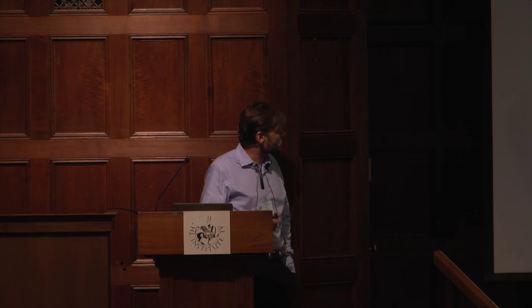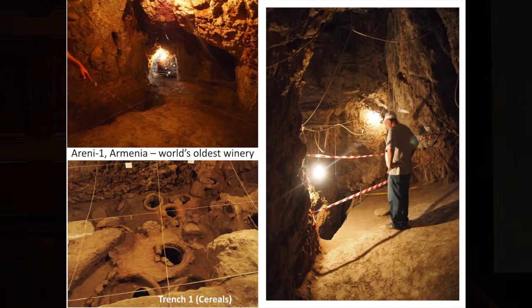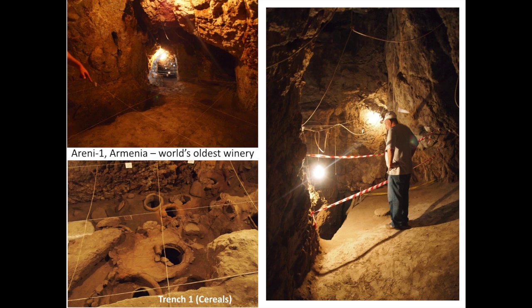Other caves which we are working in, I'll put this one in for the Near Eastern connection. This is RNE1 in Armenia, where we're looking at the world's oldest winery, actually, amongst other things. But it's more like a Neolithic warehouse. There's huge storage pits in the ground full of grain as well as wine, but there's wheat, there's barley, almonds, a variety of things. It's in remarkable preservation. This cave is just layers upon layers of stored goods.